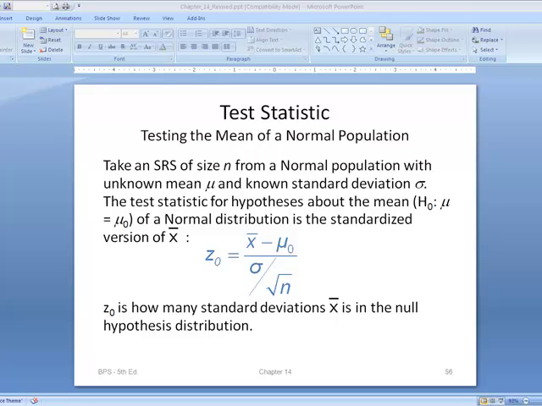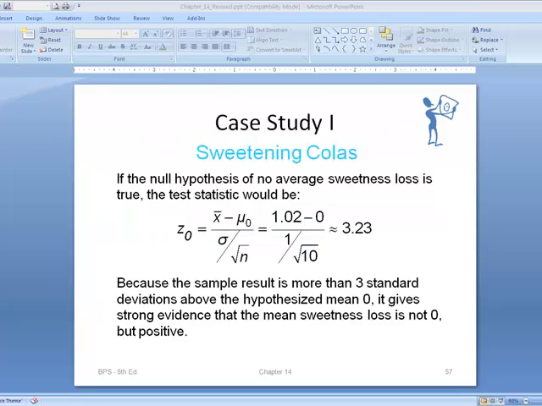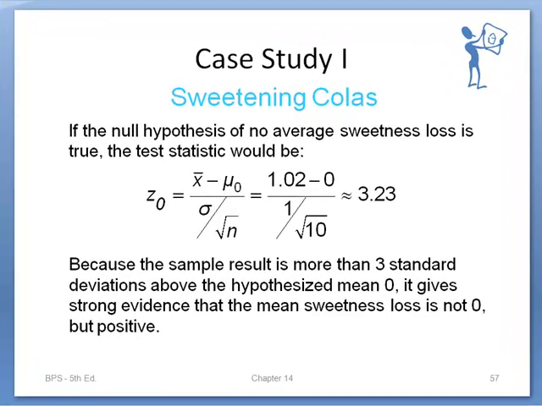So let's look at the sweetening cola. Now, we got the mean from that sample of 10 tasters to be 1.02, and in the null hypothesis distribution, the mean was 0. We divide by standard deviation, but remember, we're in a sampling distribution where the standard deviation of our sampling distribution is the standard error, which is sigma divided by the square root of n. So that's why you see sigma divided by the square root of n there. And so when I calculate that, look at that, 3.23 standard deviations from the mean.